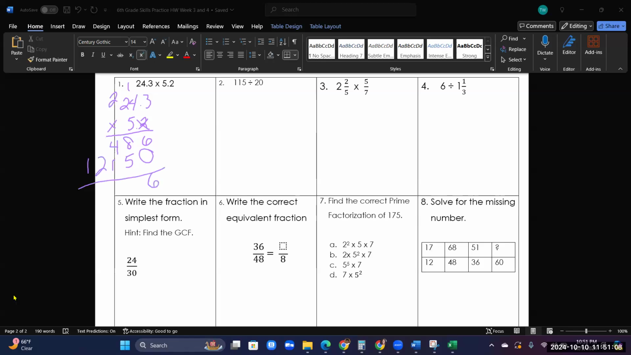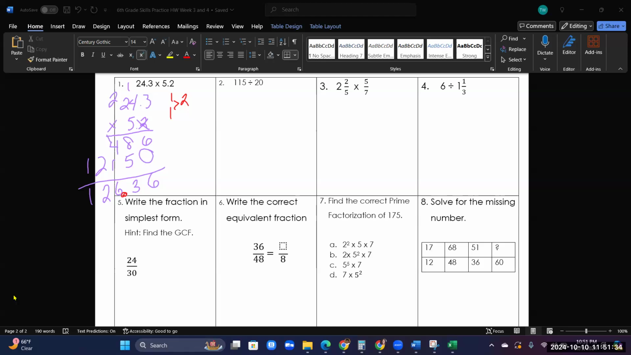Add up 6, 13, 6, 2, 1. The last thing to remember about multiplying is that you have to count your places after the decimal. We got 1 and 1, which makes 2. So we need 2 digits after the decimal. So our answer will be 126.36.